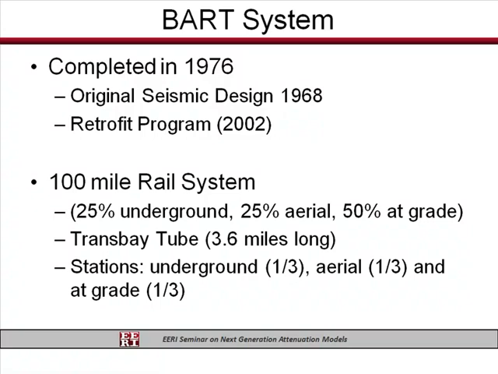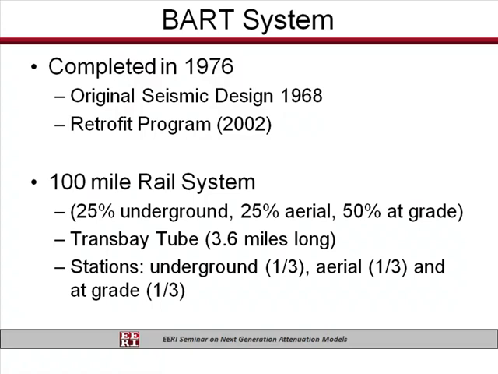It's approximately a 100-mile rail system. It consists of about 7 different line segments. Of those 100 miles, about 25% of the rail lines are underground, 25% are on aerially supported structures, and about half of the system is at grade.